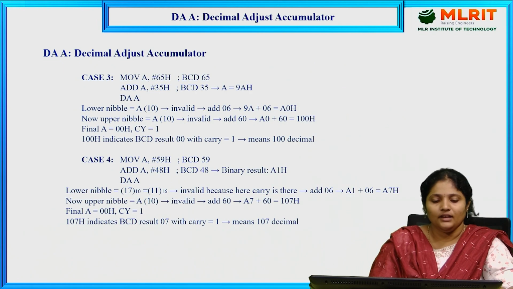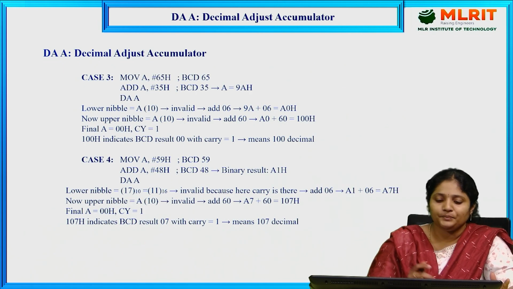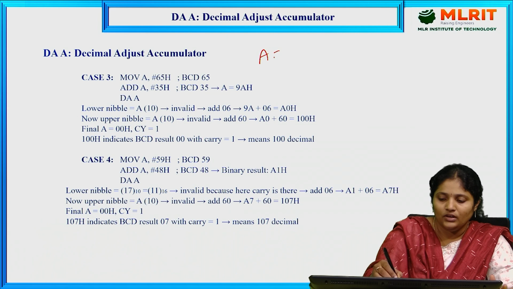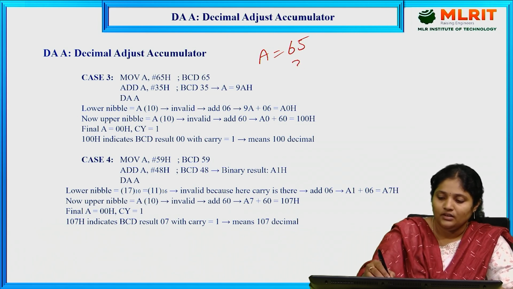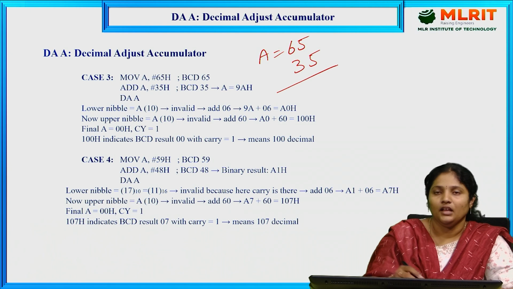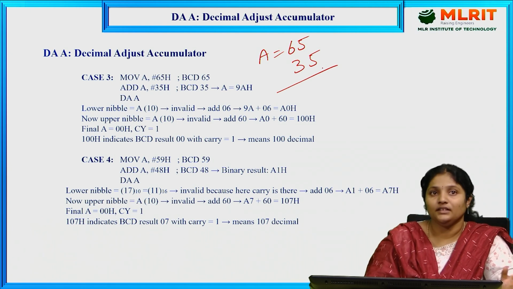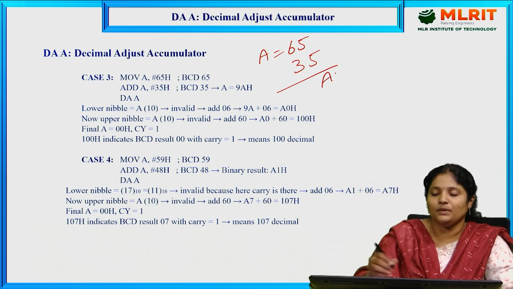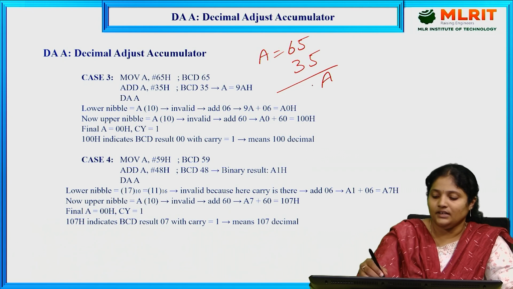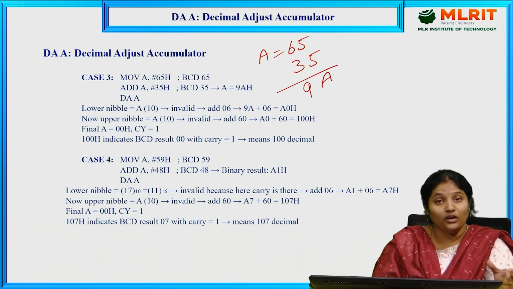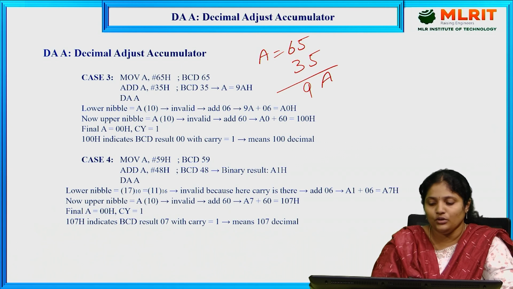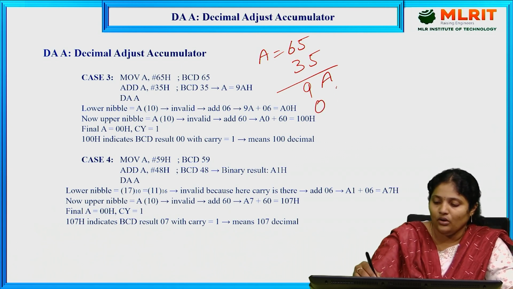So let's see another case. Here A is holding data 65 and we need to add 35 to this. So while performing, yes, 5 plus 5, it is 10. So we will represent it in hexadecimal as A, and 6 plus 3, it is 9. See, first what do we need to do? We need to check the lower nibble. Yes, the lower nibble is greater than 9. So what do we need to do? We should add 6 to the lower nibble, right?